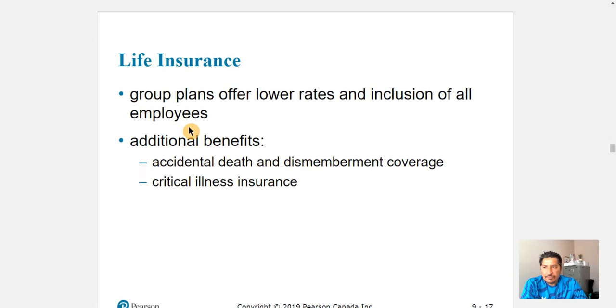Life insurance, again, is a voluntary employee benefit. Group plans offer lower rates and inclusion of all employees. Additional benefits include accidental death and dismemberment coverage and critical illness insurance.